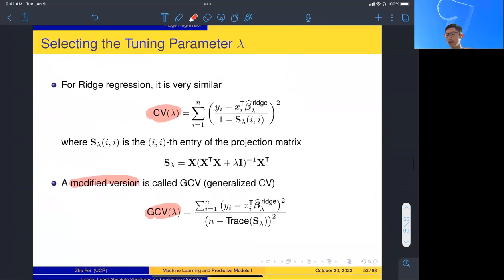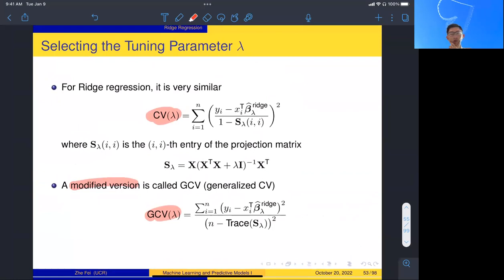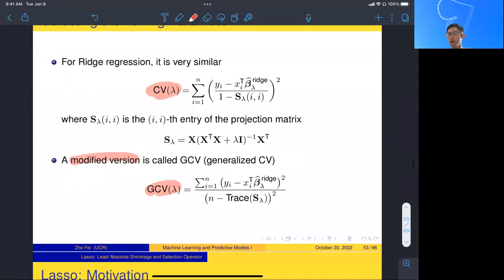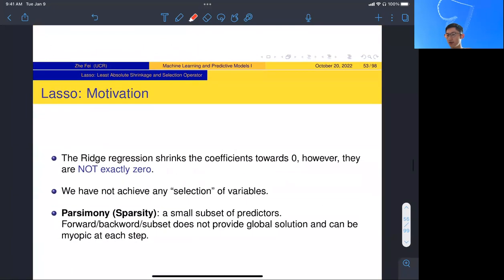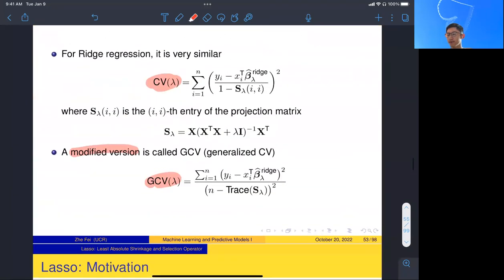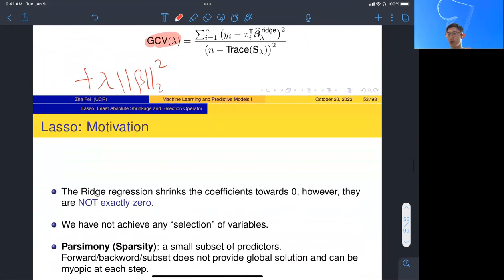So that's pretty much what we introduced about ridge regression. The key here is that for ridge, our penalty term is the L2 norm of beta. That's something to keep in mind.